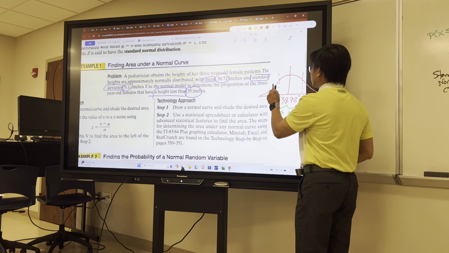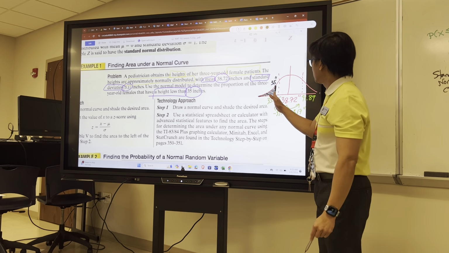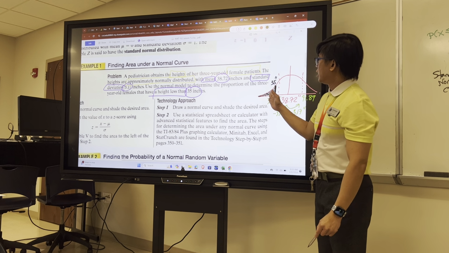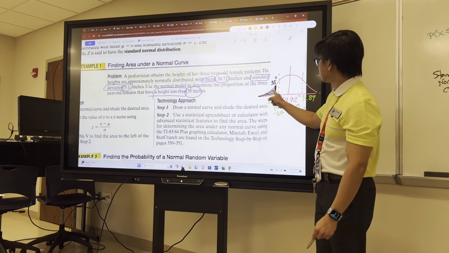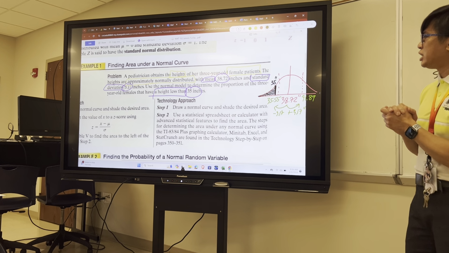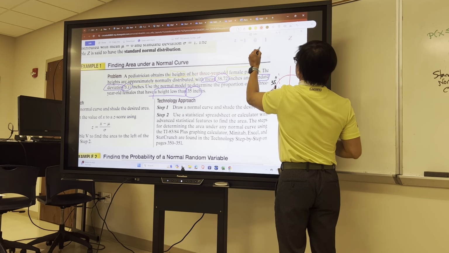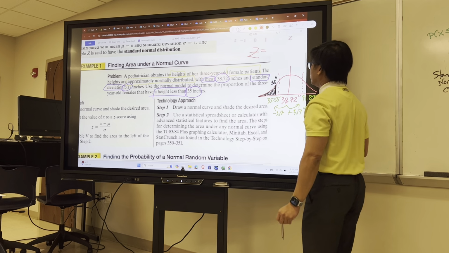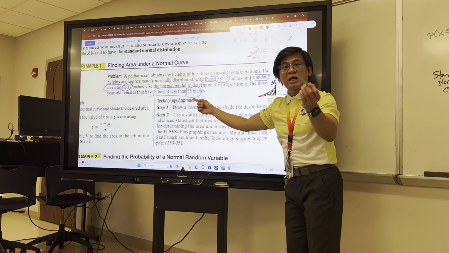So let's assume that this is your 35 inches, and we are talking about the proportion of these people who are female patients, 3-year-old female patients, less than 35 inches. So the question now is, how much will that be? With that being said, let's use the z-score. To use the z-score, what's our formula again for z? Z is equal to, what's our x? 35 inches, right? That's our random variable.